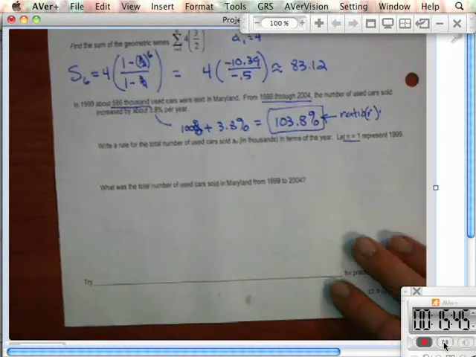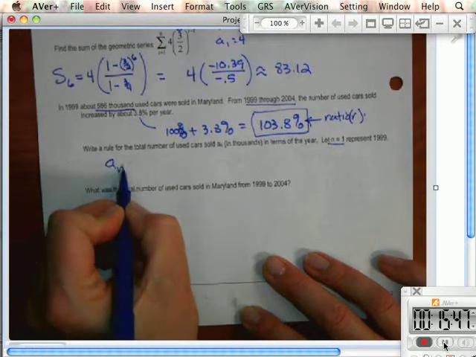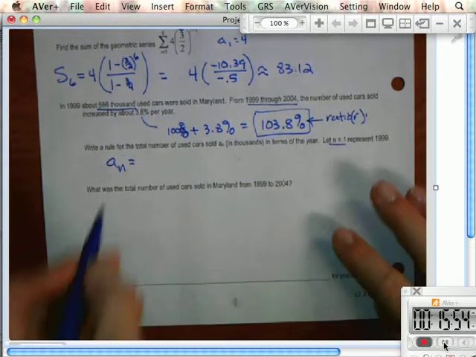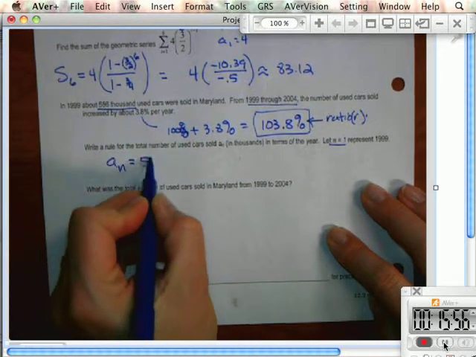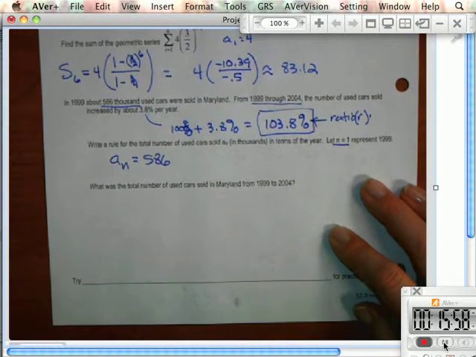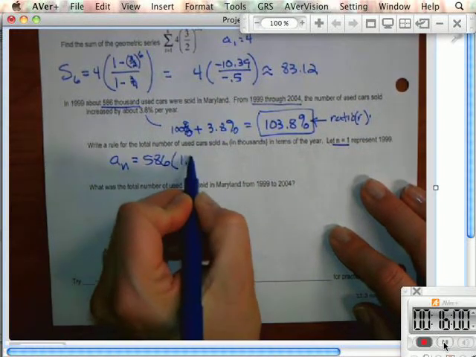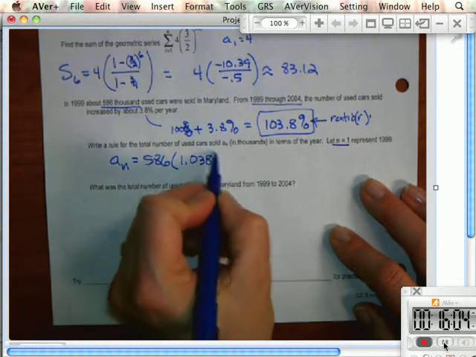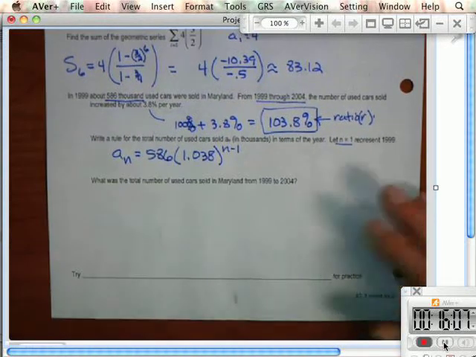So remember, my rule form is A of n equals A of 1, stop. What's my starting value? It's just like a graph. A of 1, my first one, is 586. And my multiplier, or my r, is 1.038. And then I write n minus 1. That was easy.